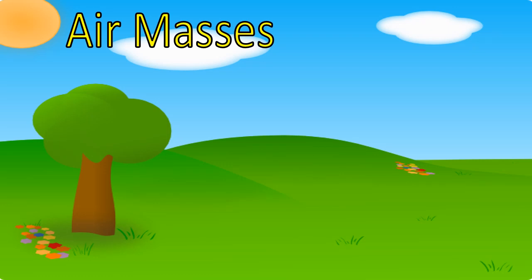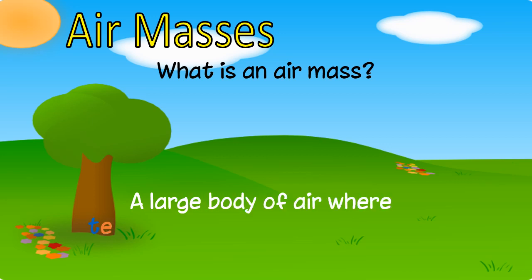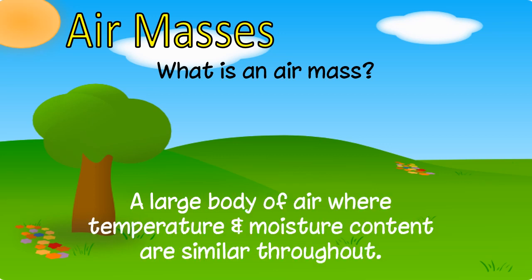All right, all this moving air is basically air masses. So what is an air mass? An air mass is just a large body of air where the temperature and moisture content are similar throughout. So what that means is in a single air mass, if it is warm, that means that the whole air mass is warm. You can't have an air mass that's like part warm and part cold. It doesn't happen that way. They can't be that way. So if it's a warm air mass, the whole air mass is warm.